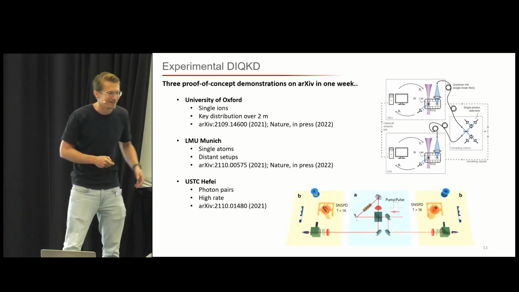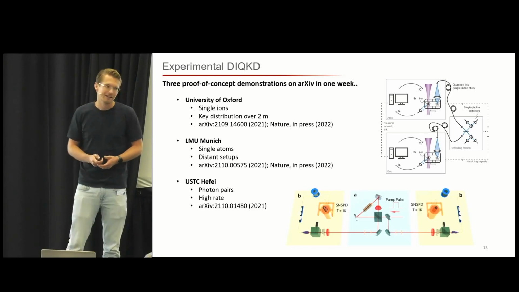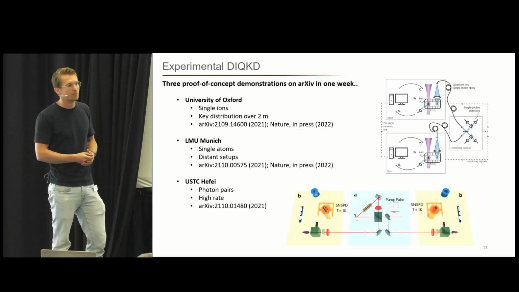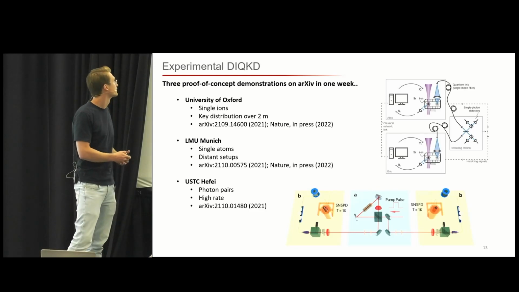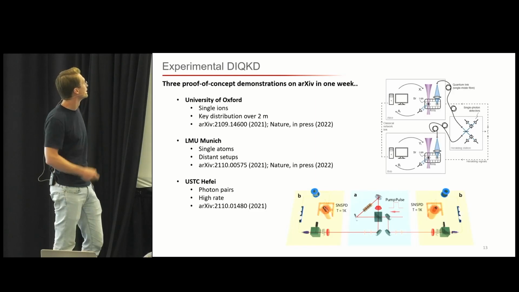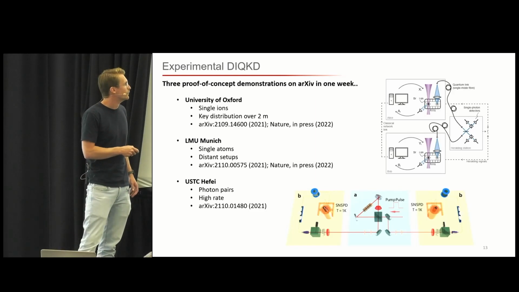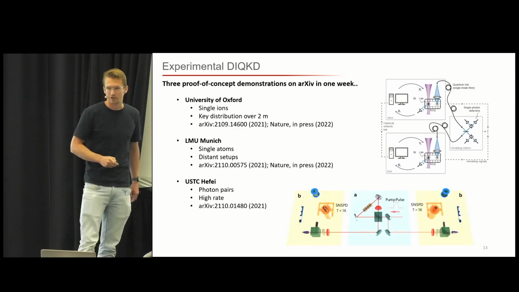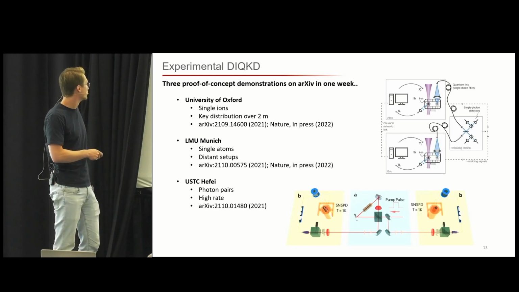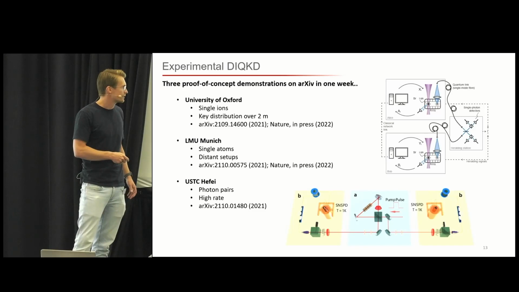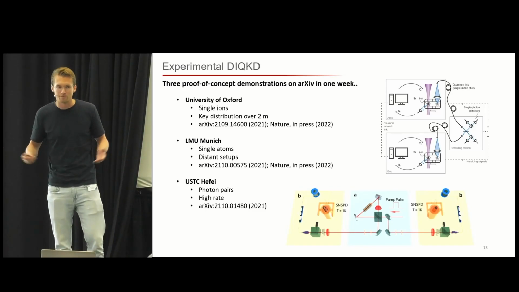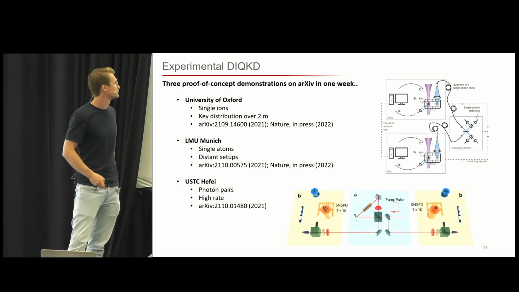These ideas came up in the 1990s, and then at the end of last year, within 1 week, there were the first 3 proof of concept implementations of this. Besides our experiment, there was also an experiment done at the University of Oxford, where they used entanglement of strontium ions. And there was another implementation where they used entangled photon pairs to verify that you could implement DIQKD with this setup.